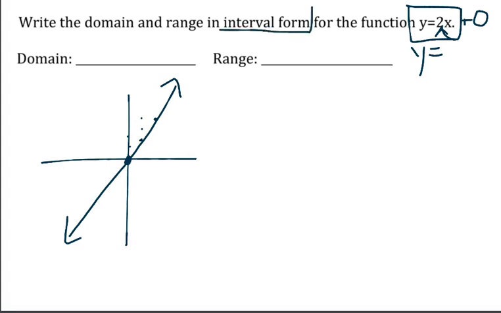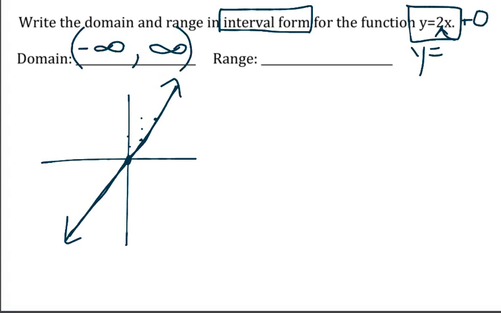So we just have to ask what the domain and range is. They want it in interval form. Interval form is where we put the smallest number first. And since this keeps continuing to go to the left and continuing going to the right, it's from negative infinity to infinity. And it's not ever equal to infinity.